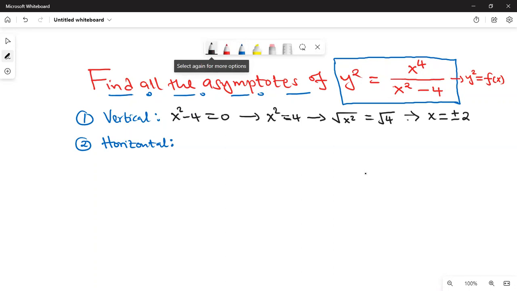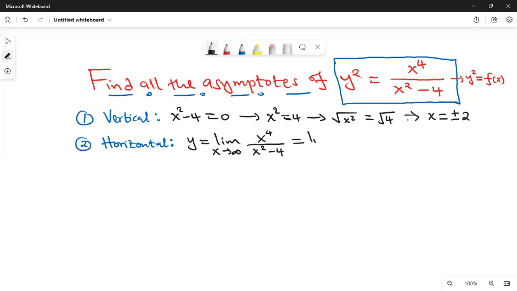So we call it horizontal, we call it y is equal to the limit as x approaches infinity of x raised to 4 over x squared minus 4. But you see, when you divide both numerator and denominator by x raised to 4, we are going to get the limit as x approaches infinity of x squared everything over 1 minus 4 over x squared.